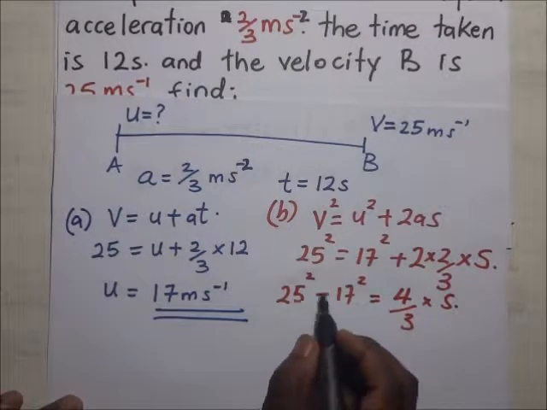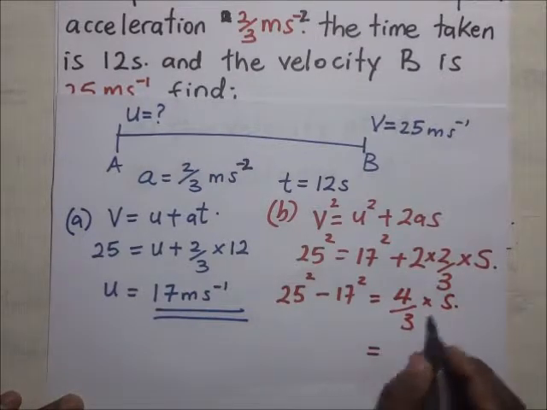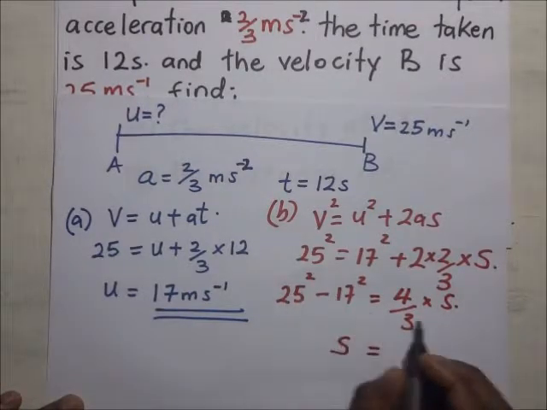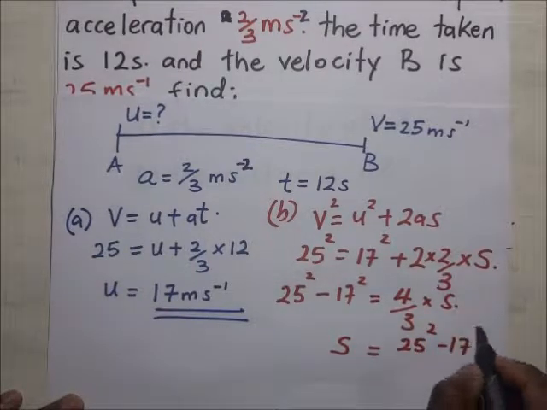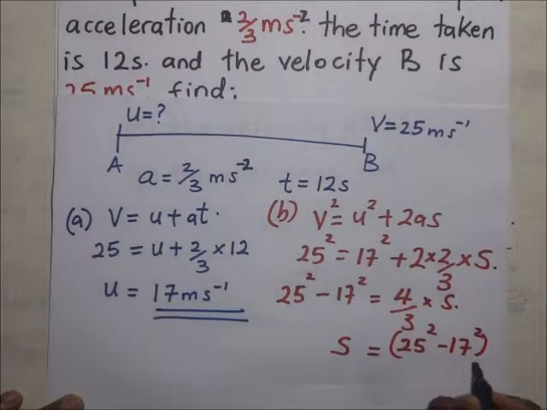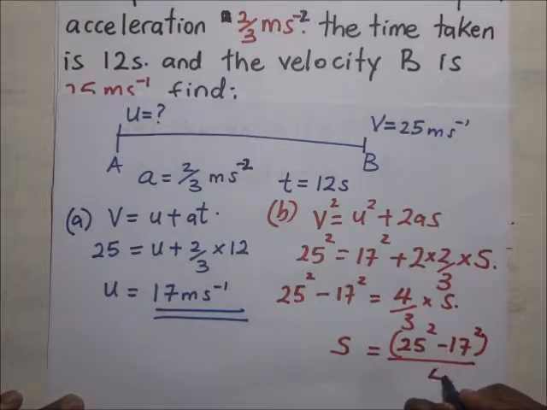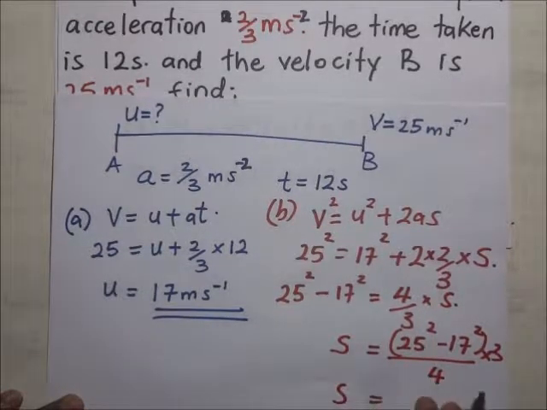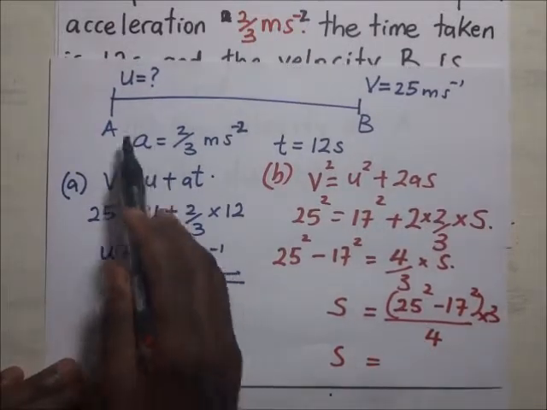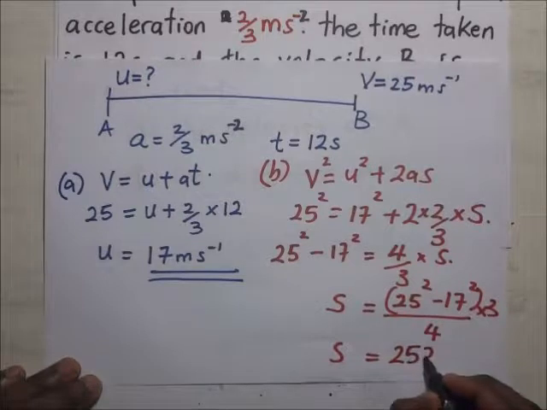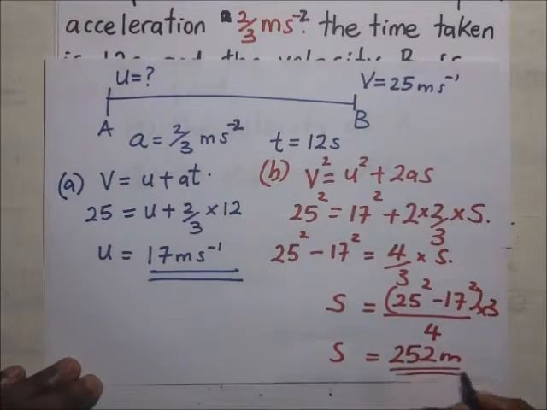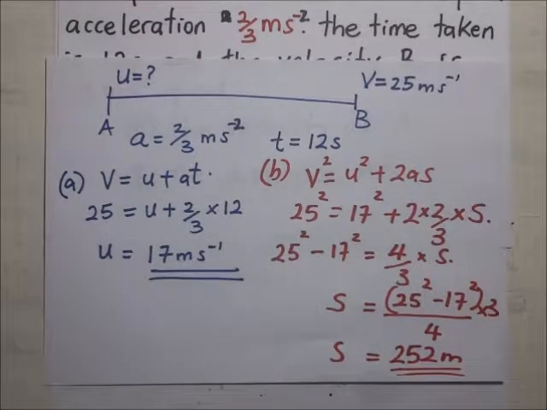Now definitely, when we make S the subject of the formula, this is going to become 25 squared minus 17 squared, divide all that by 4 times 3. And definitely now our value of S, the distance between A and B, is going to end up being 252 meters.